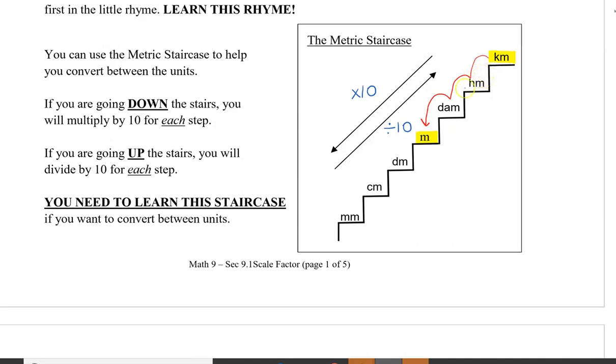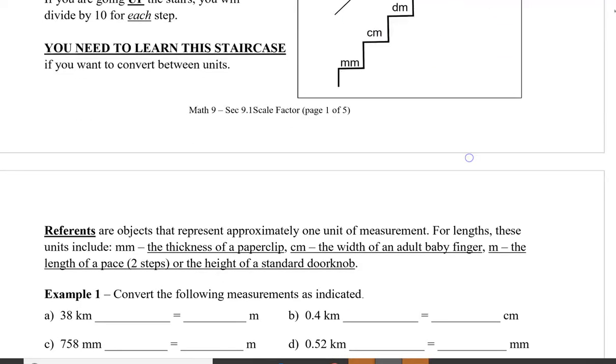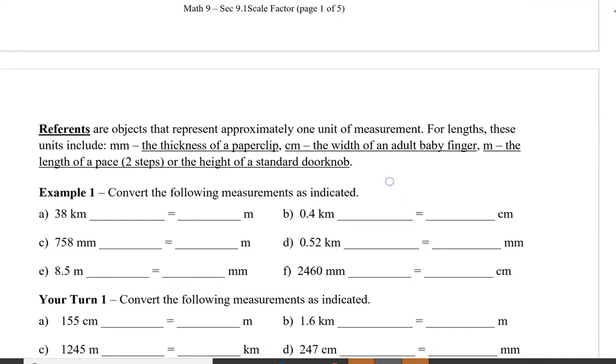So that means I need to times 10 3 times, or timesing 10 3 times, is the same as saying times 1,000. Going back to my example, I'm going to multiply 38 kilometers by 1,000, and then I will get 38,000 meters.